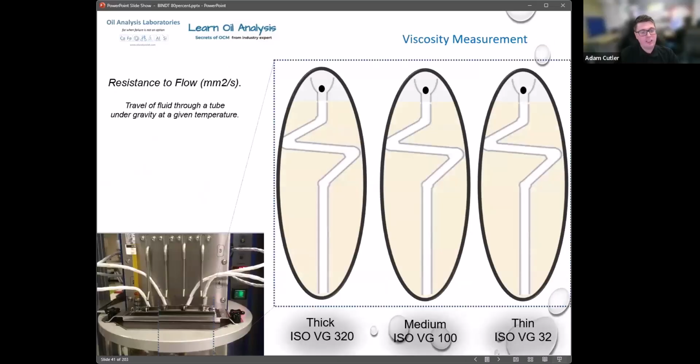So how do we measure viscosity? Viscosity is actually a speed, so it's measured in millimeters squared per second, and we use something called a viscometer bath. This is called a Julabo bath, and we've got 4 tubes in here, and these are all soaking in.